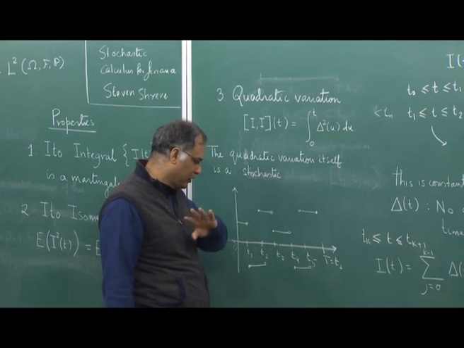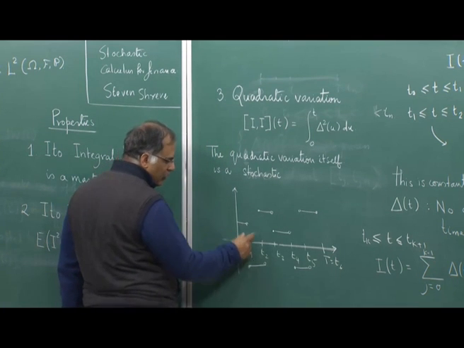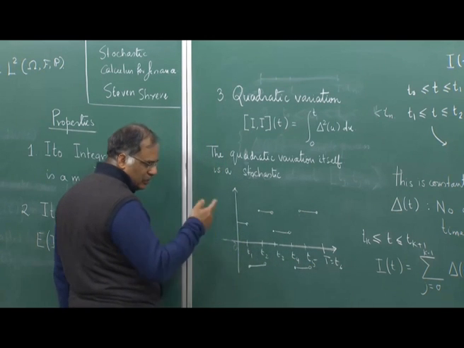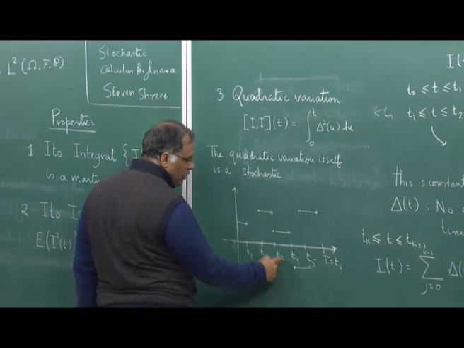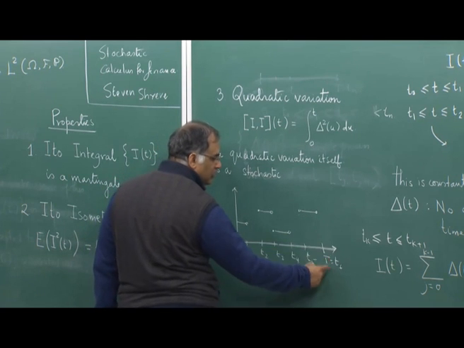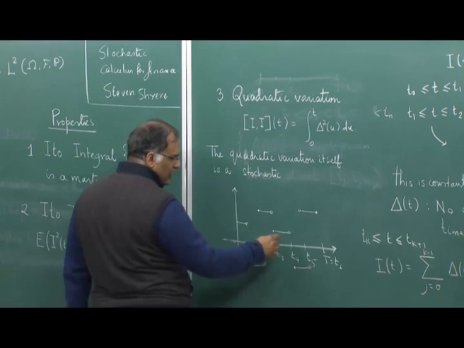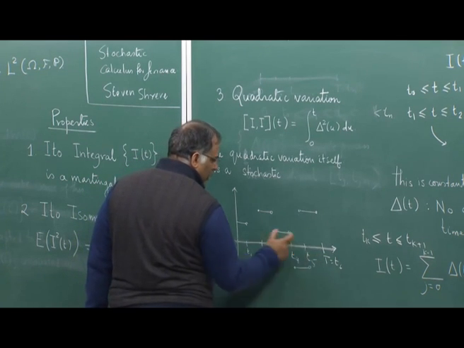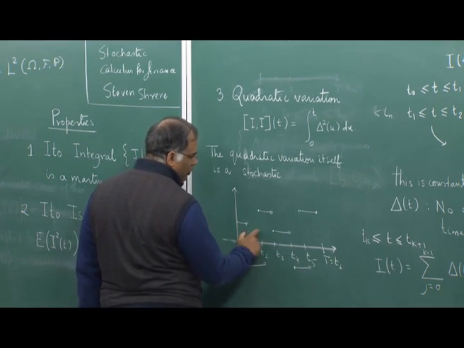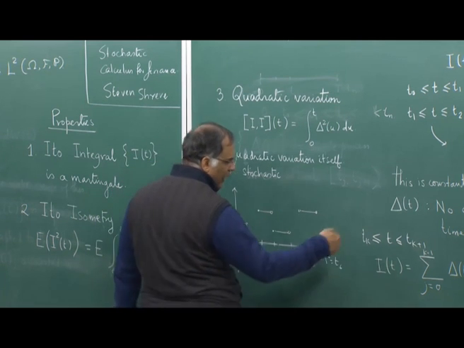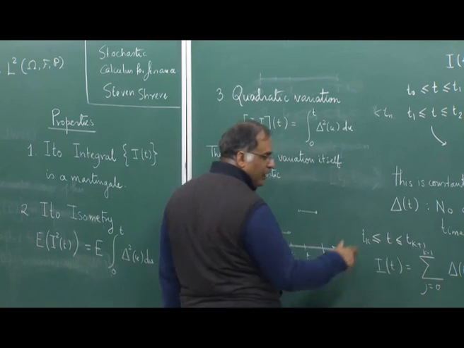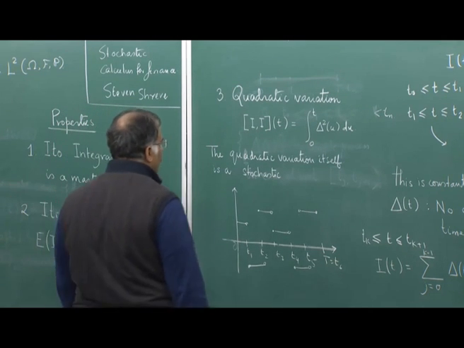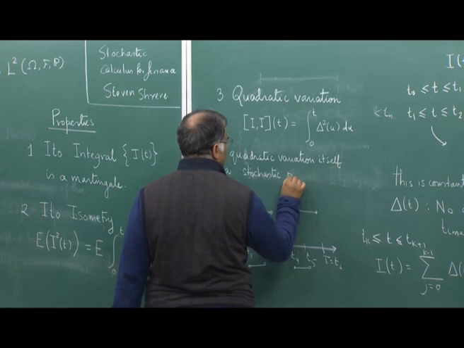Sorry, I made a mistake. So given an omega, delta t will take these values in this interval. If you change the omega, it will take some other values in these fixed intervals. So the intervals are fixed, and in those intervals it is taking a constant value, but it will depend on the omega. You change the omega, you will have different values, and that omega will change the value of it, making it a stochastic process. Similarly, this quadratic variation itself is a stochastic process.